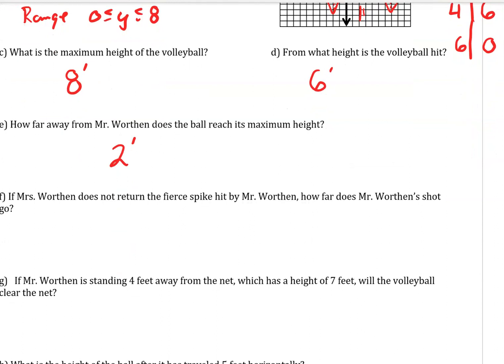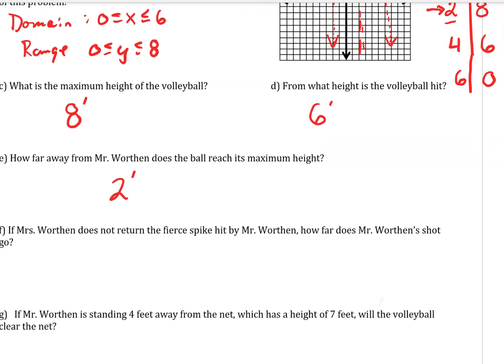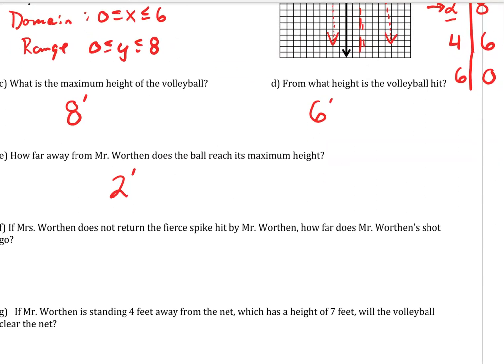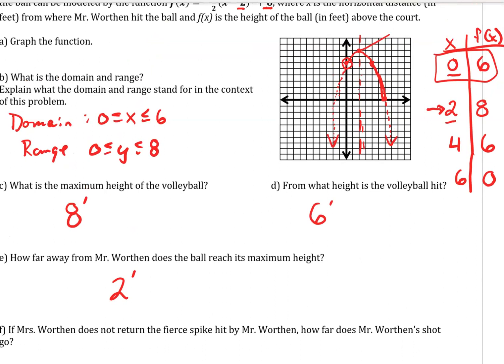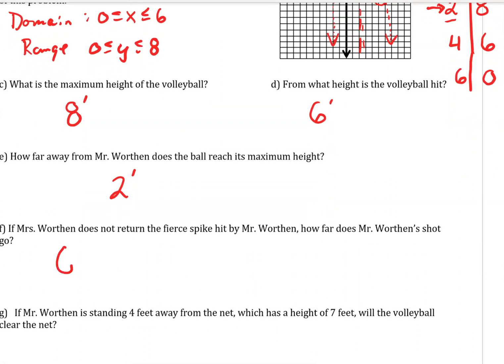If Mrs. Worthen does not return this fierce spike, well, it's really more like a bump, hit by Mr. Worthen, how does his shot go? It would follow this parabolic trajectory and would hit the ground 6 feet away. And then bounce, but we don't model the bounce.